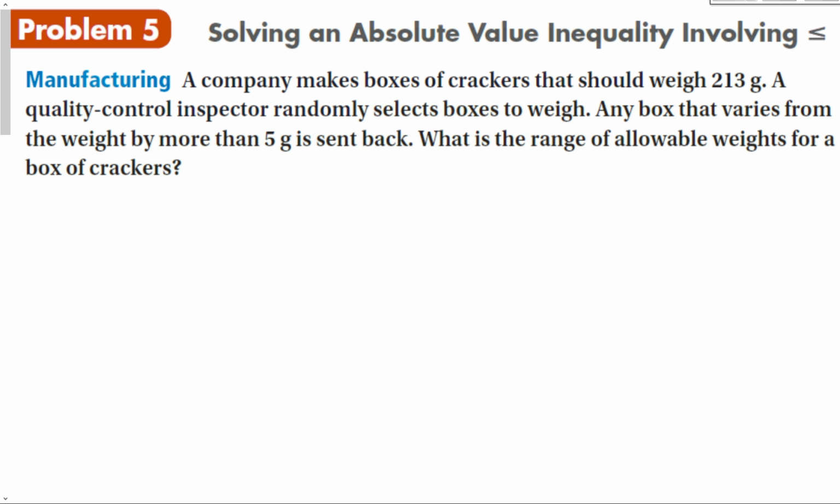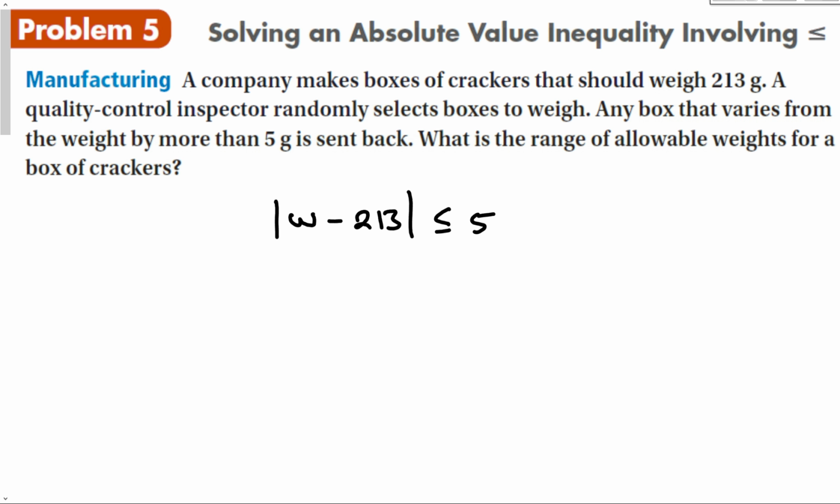What is the range of allowable weight for the box of crackers? Okay, well, we want to relate the difference between the actual and the ideal weights, and this is at most 5 grams. So that means the absolute value of whatever the weight is minus what it should be has to be less than or equal to 5.